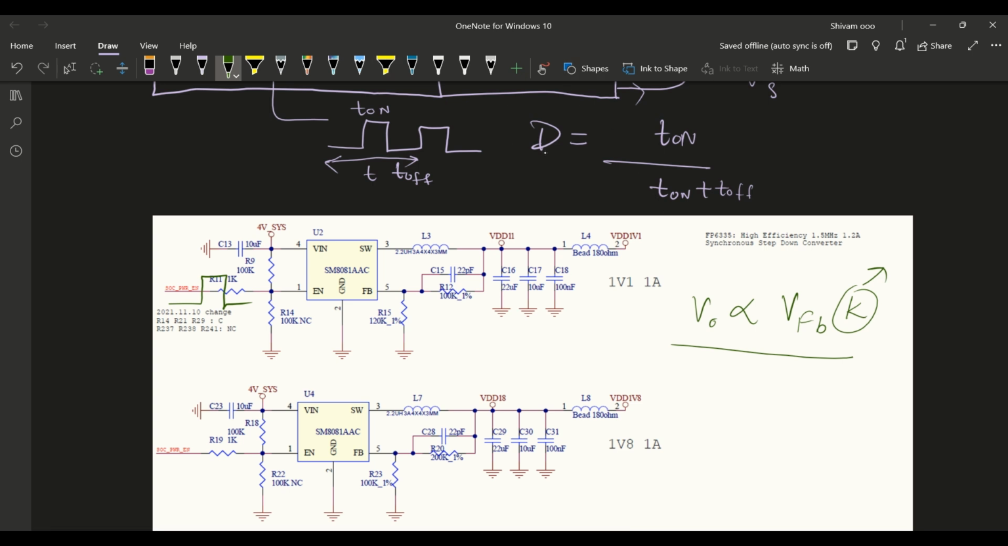Actually, it's not proportional. Now it's almost equal. This is the equation. If you see, it's actually VFP into K. I'll set the K according to my requirement of the output voltage through this resistor divider, and I will get the required output. So 1.1 volt is there at 1 amp if the resistors are 100 and 120.